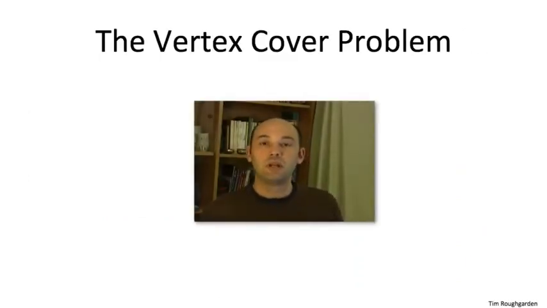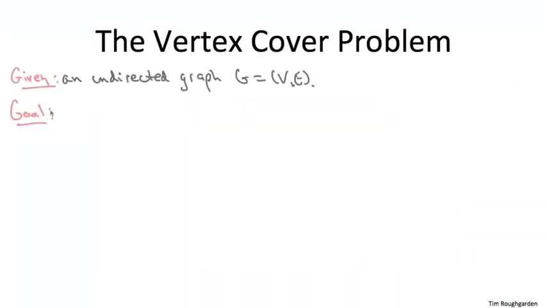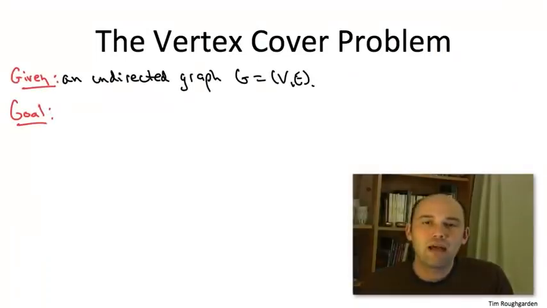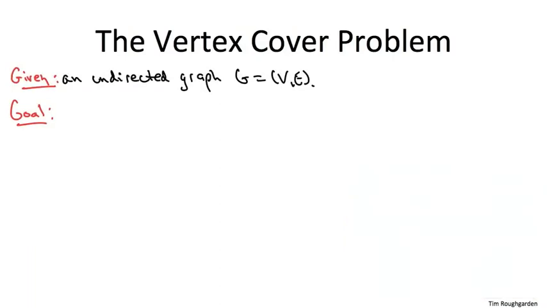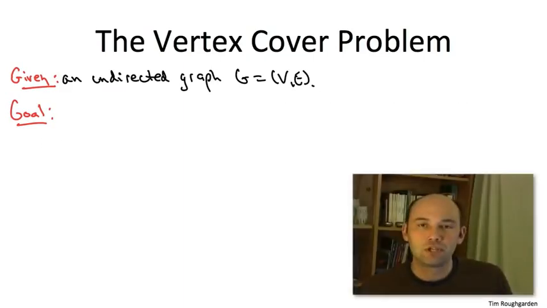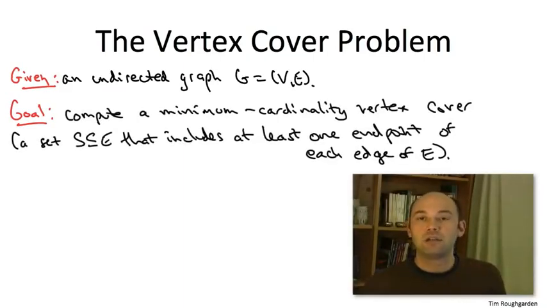Let me remind you quickly of the vertex cover problem. The input is simply an undirected graph G. A vertex cover of a graph is a subset of vertices that includes at least one endpoint of each edge of the graph. The goal in the vertex cover problem is to compute the smallest size of a vertex cover.